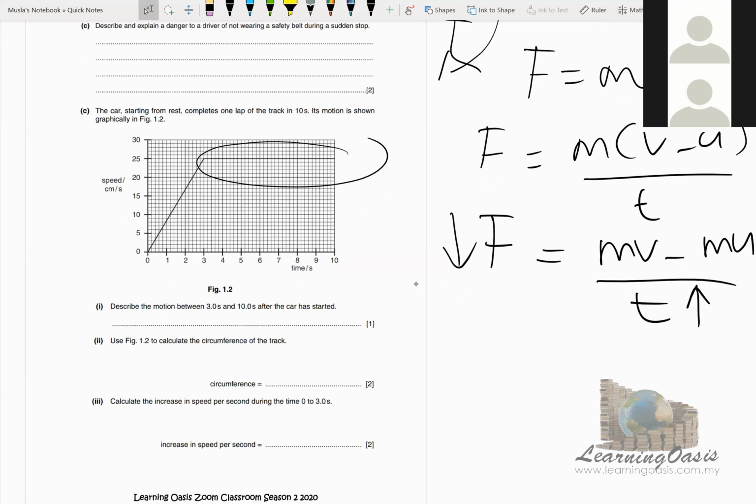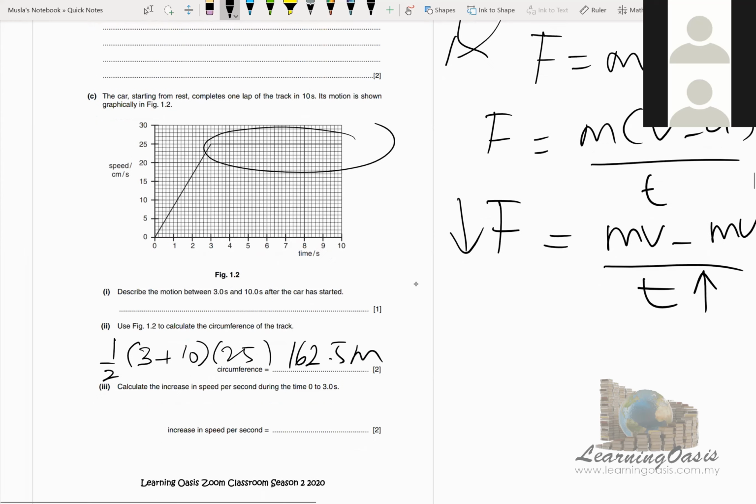Use figure 1.2 to calculate the circumference of the track. The circumference of the track is the area under the graph, which is the distance. So half times (10 plus 25) times 20, plus 25 times 7, I mean half times (7 plus 10), sorry. That will be 162.5.